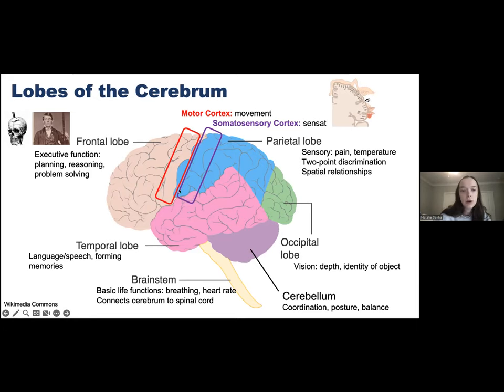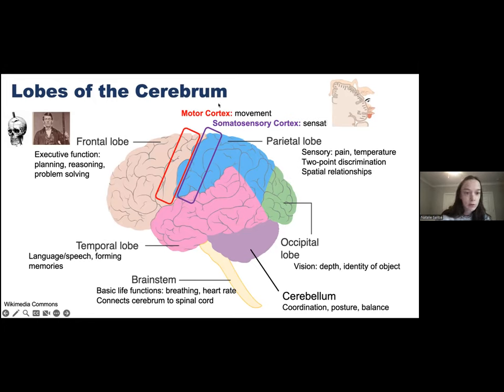And then this blue part is the parietal lobe, so it's going to be pain and temperature. Two-point discrimination is basically like, close your eyes and let me touch your elbow versus your hand, knowing the difference between that. And then just spatial relationships. The green is the occipital lobe, and that's going to be for vision, depth, and identifying an object.